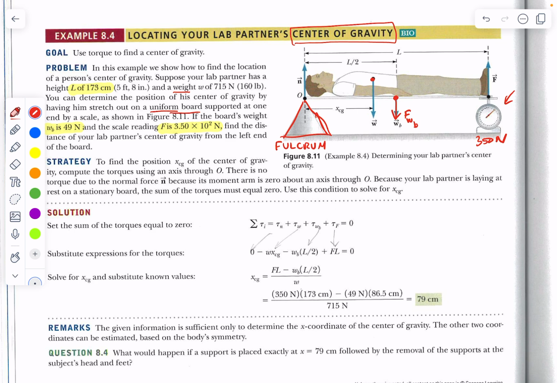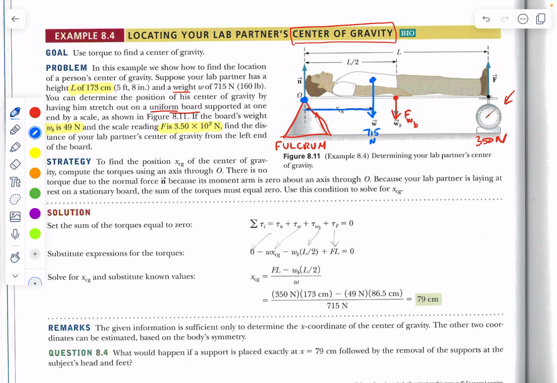Now we also have the guy's weight, and we're just guessing where this spot is. We're told that the guy's weight is 715 newtons. We just don't know the position of the center of mass, or the center of weight. And that position, we're going to measure it like we measure all radii in torques, is going to be this distance right here. The perpendicular distance to the axis of rotation, which is that point right there.